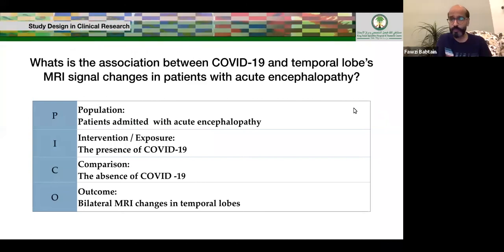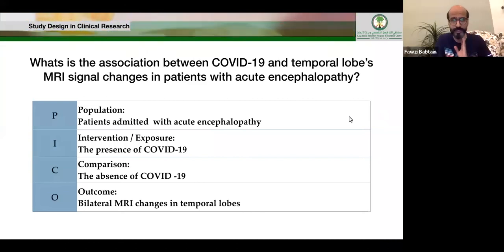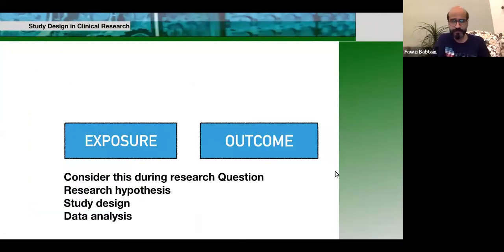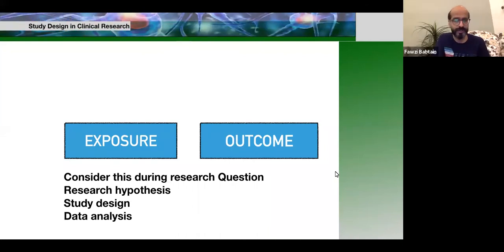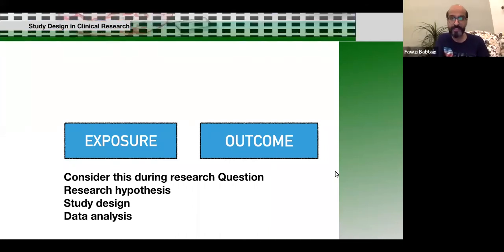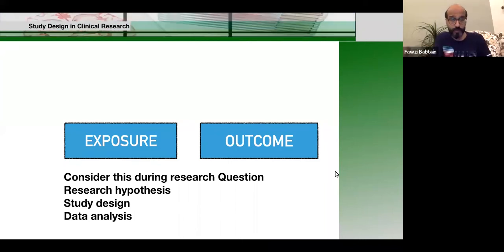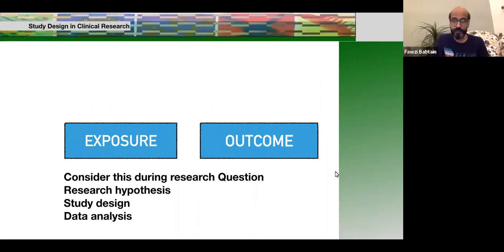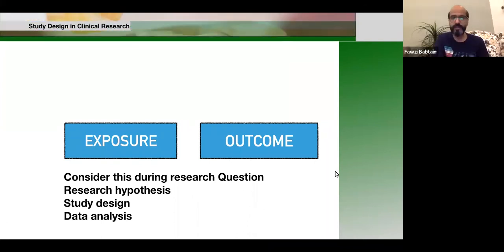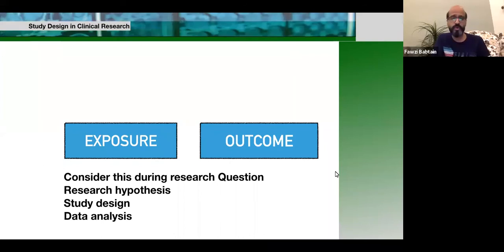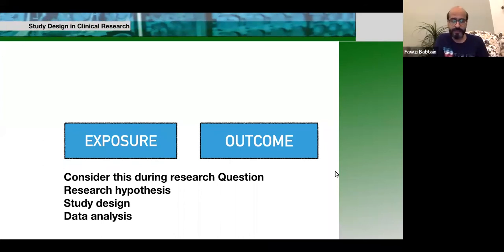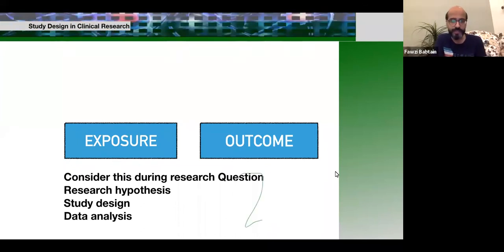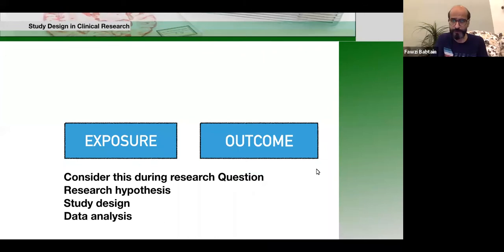This is an intro to what I'm trying to do in terms of research design. Again, you always think of exposure, outcome, and this can make constructing your research question a bit easier. This is true and valid for your hypothesis. When you design your study and when you do the data analysis, it will be an exposure and outcome, or explanatory and response variables, whether you are using methodology terms or statistics terms.